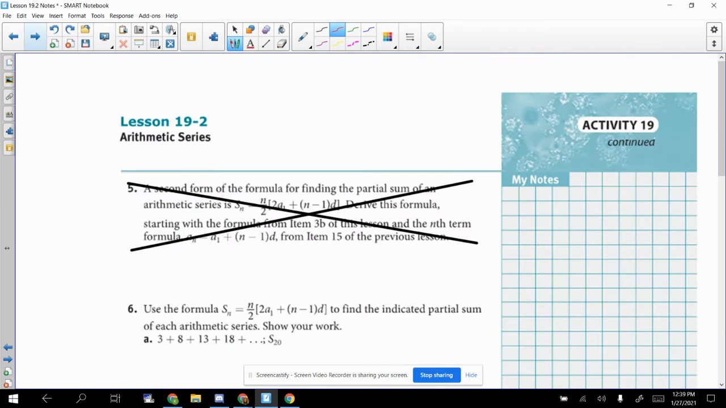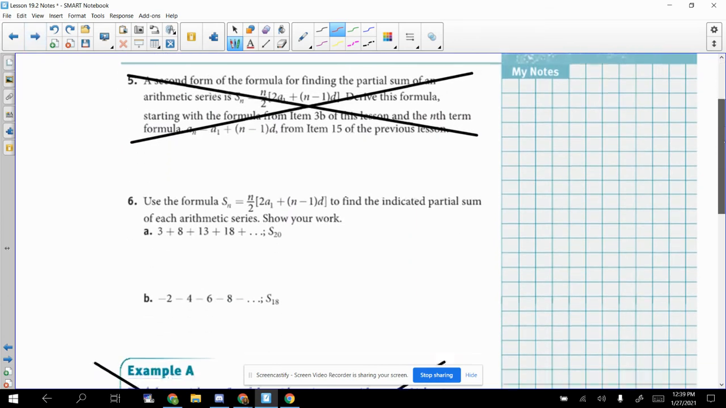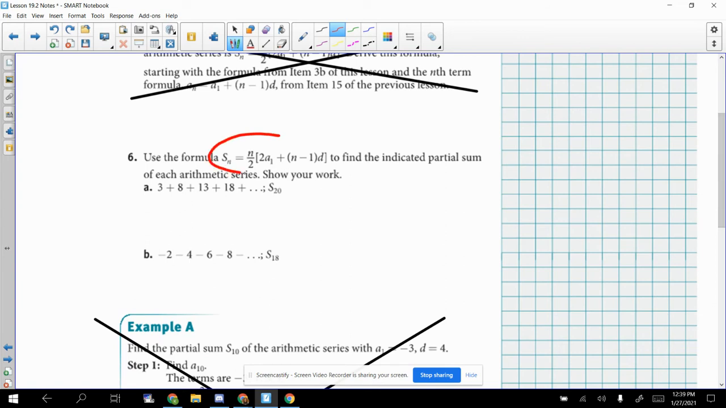All right, so then moving on to the next page, we're going to skip a little bit more, and then there is a new formula for you. So let's go ahead and write this one down. So this new formula, S sub n equals n divided by 2, so that part's still the same. But then on the inside, we have 2 times a sub 1, your first term, plus n minus 1 times your common difference. So this one's a little bit different, but it still is finding your partial sum.